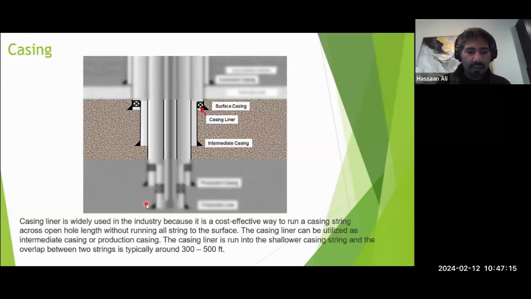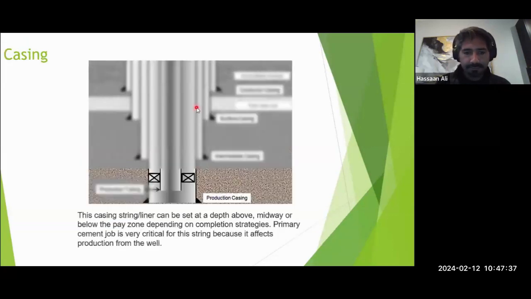And then your casing liner, this is another cost effective way to run a casing string across the open hole without running all the casing to the surface. Essentially, you can anchor a casing. You can see the intermediate casing is not going all the way to the surface, but it is kind of anchored to your casing liner. And then your production casing. When you reach a target depth where your production zone or pay zone is, then the casing that is deployed there is called production casing.